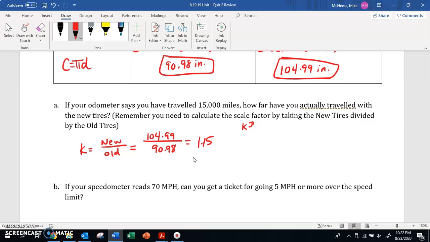Now, it's telling us that originally we went 15,000 miles on the odometer, so we just need to multiply 1.15 by 15,000. If we do 1.15 times 15,000, we should get 17,250 miles. So our odometer says 15,000, but in reality, it'd actually be 17,250.